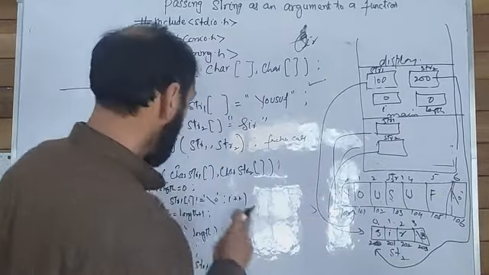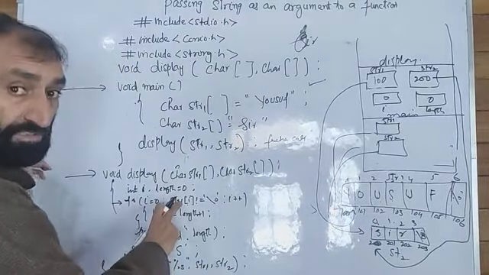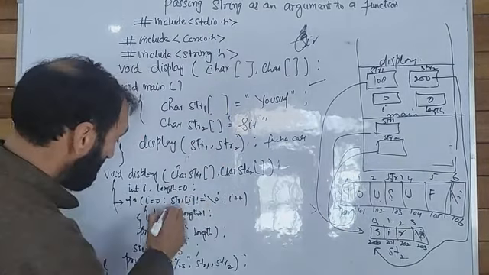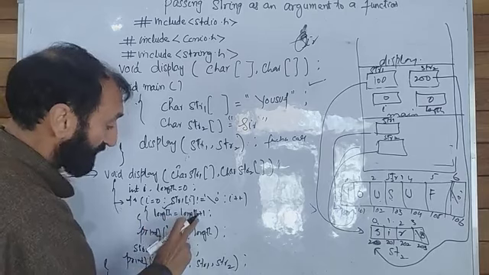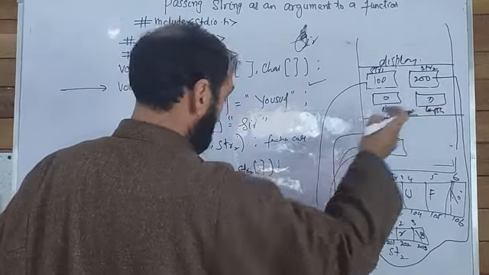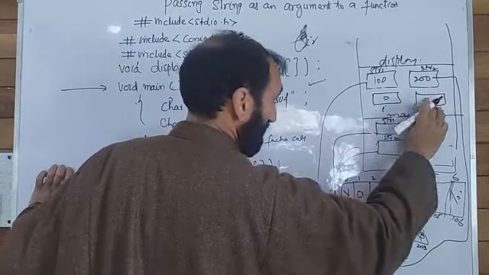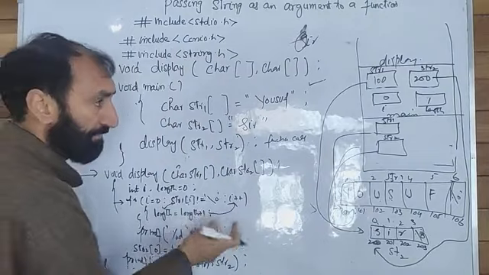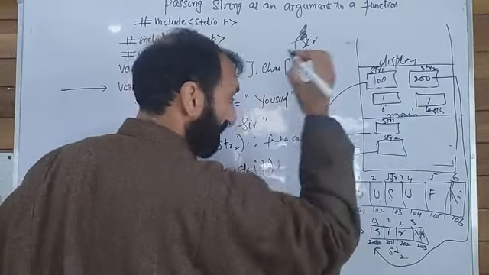Slash 0, that means this condition is true. Catch slash 0, then control enters. Length equal to length plus 1. Length was 0, so 0 plus 1 is the new value of length. Then i plus plus: i was 0, it becomes 1.